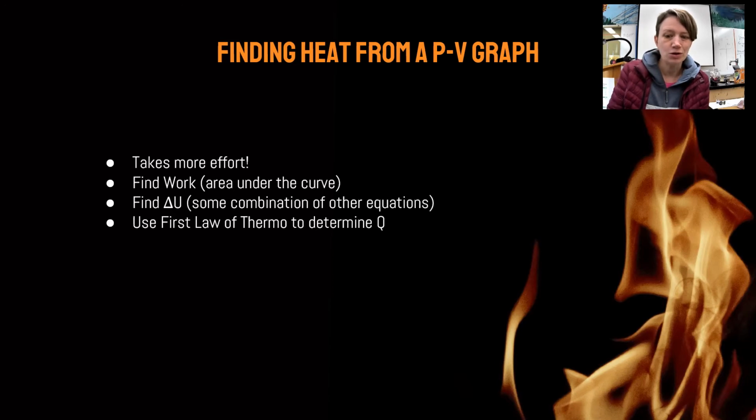Which means they don't usually ask you to do it, but what they will often ask you to do is to determine whether that heat is positive or negative, and that should be quicker, okay? Because if you can determine the sign of delta U and you can determine the sign of work, often you can very quickly figure out whether heat has to be positive or negative from that.